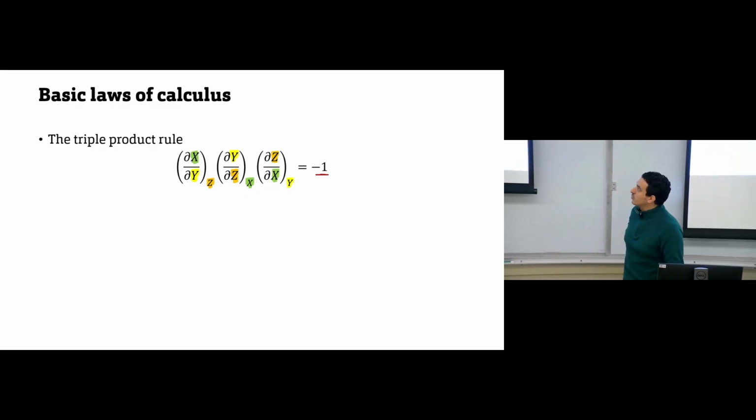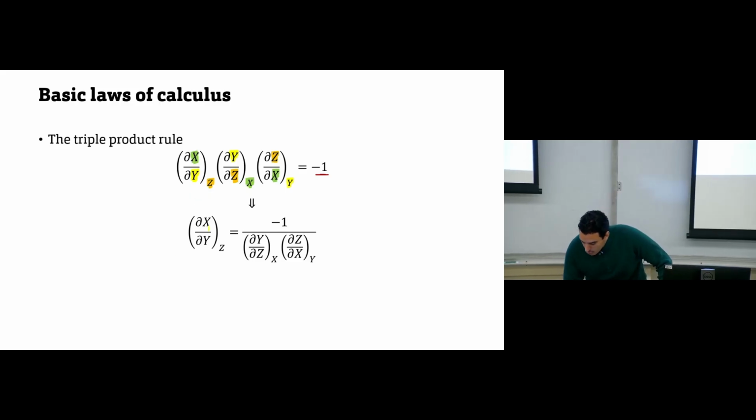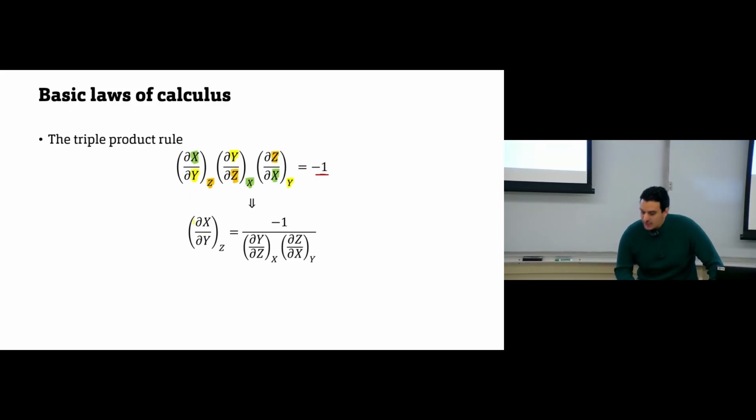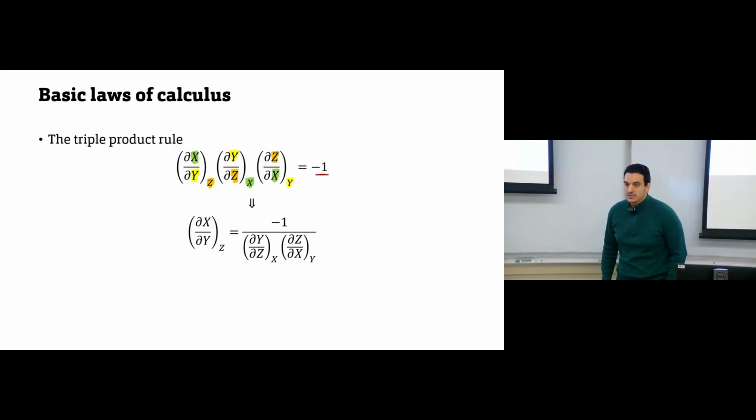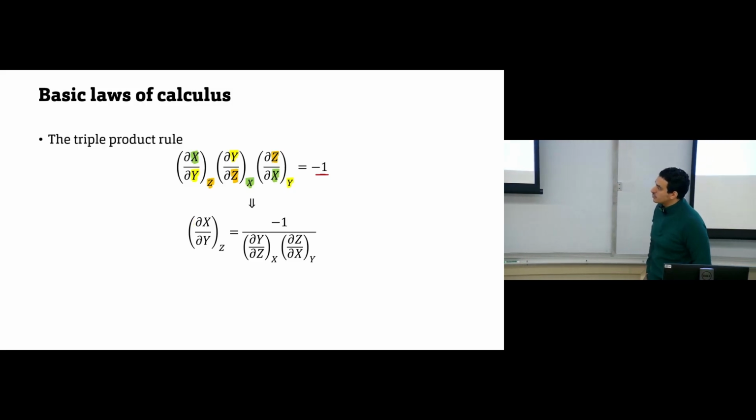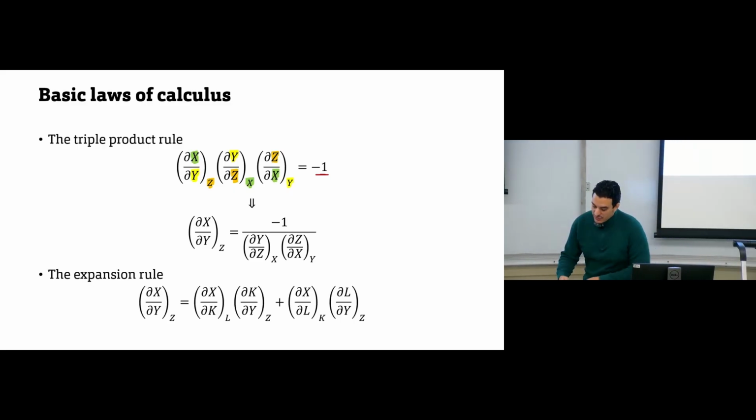You can rewrite this equation or this triple product in this form. You can just put one partial derivative on one side and move the other two partial derivatives to the other side of the equation easily. So this is the triple product rule. The last one is the expansion rule.